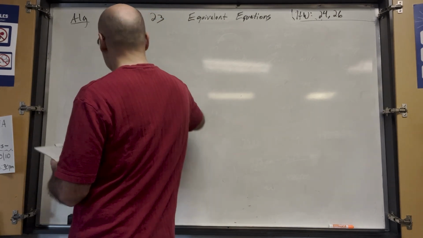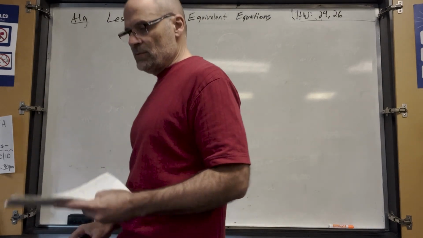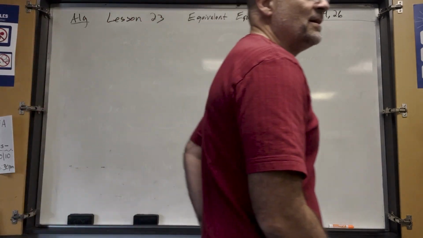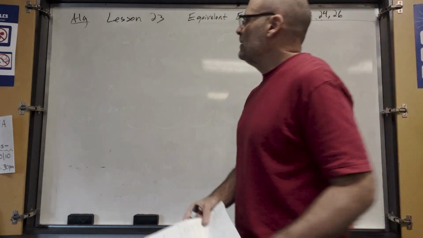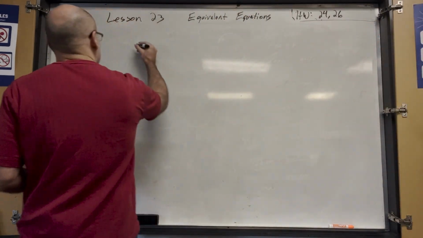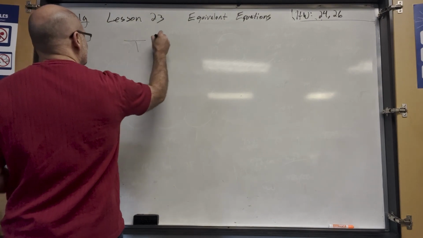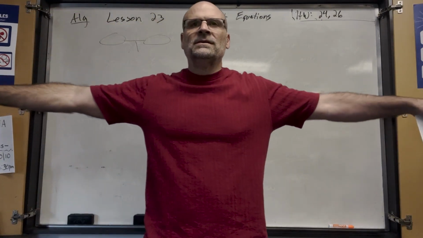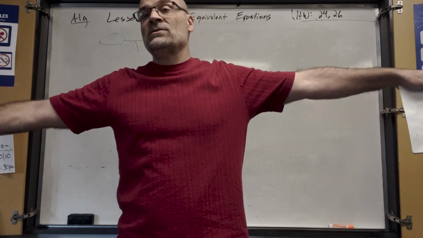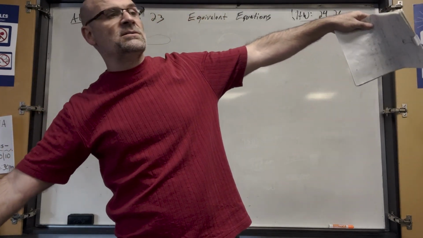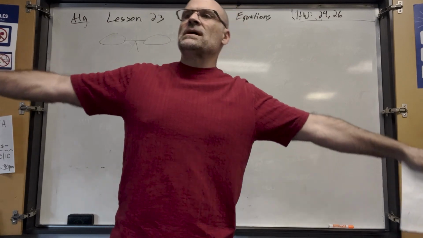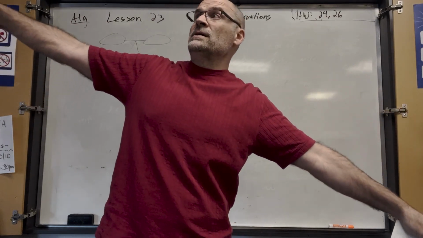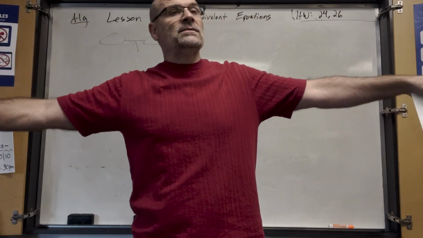Okay, so equivalent equations. We're going to talk about different properties of equality, which is what we talked about in geometry this morning. If you think about an equation, think about a balanced scale. Whatever you add to this side, you can add whatever you want to this side as long as you add the same weight to the other side to balance it out. You can take off weight from this side as long as you take off weight on the other side.